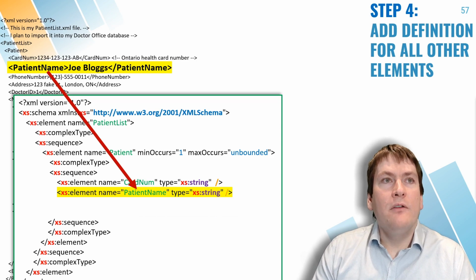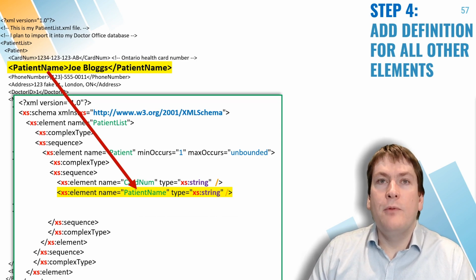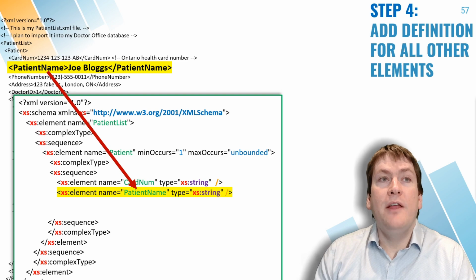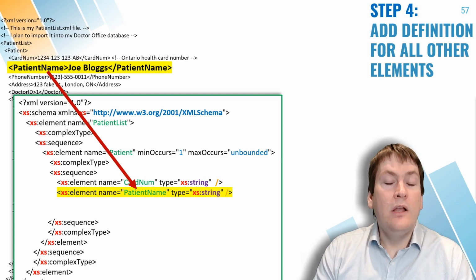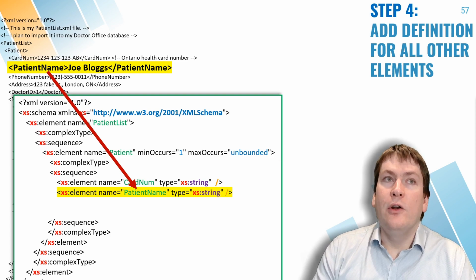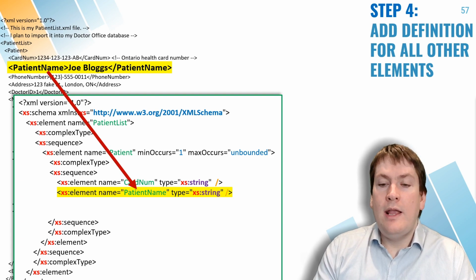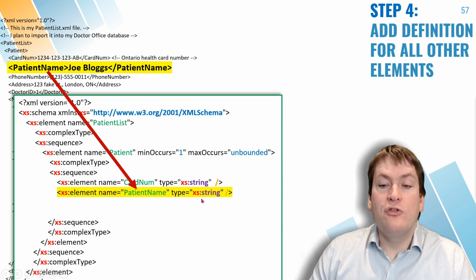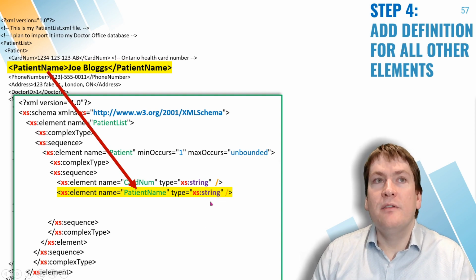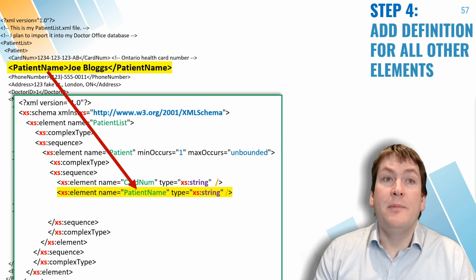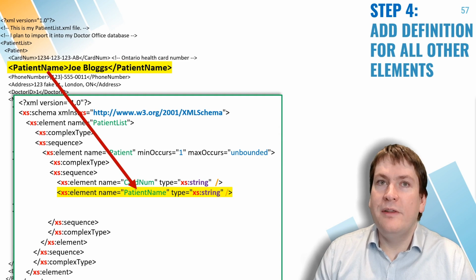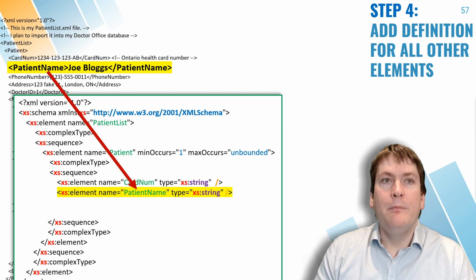So we keep going down through the file, and the next element is patient name. In this case, Joe Blogs. So again, this is a simple type. It only stores the patient name. So all we have to do in our schema is add an element, give it the name patient name, and say that it's a string. Because patient name has letters, it has to be a string. It can't be a number. There's no numbers in that. It has to be a name.